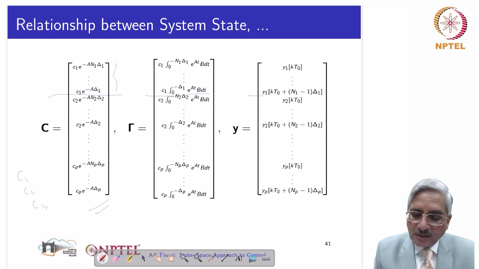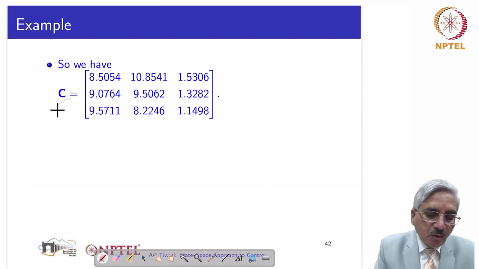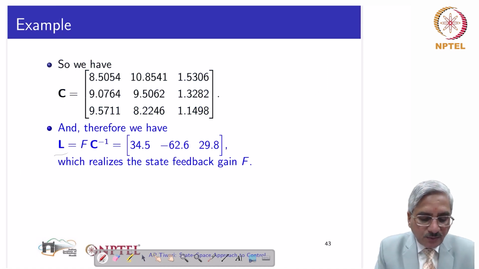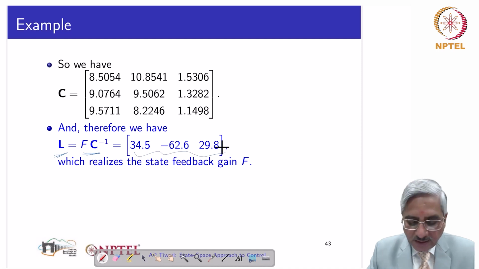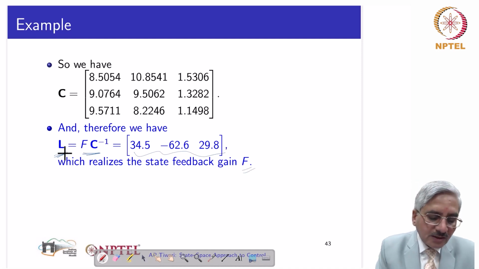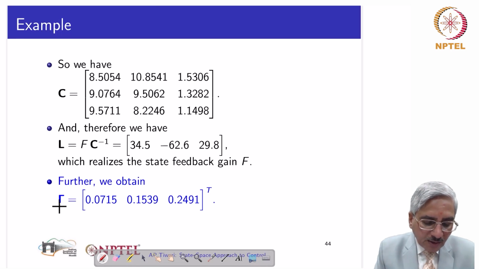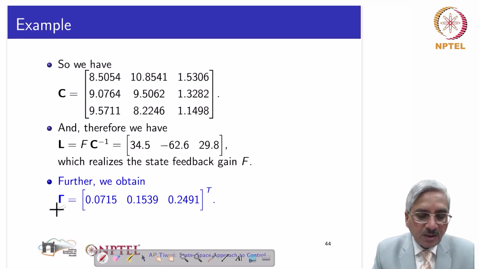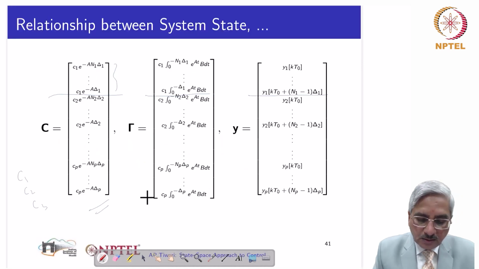Likewise this and likewise this. So we get this bold C, and then we get L by this simple computation, and that L comes as this. And this L will realize the state feedback gain F. Now once we get L, then we have to calculate M, and for that we have to first calculate bold gamma using the relationship which was given here, using this one.